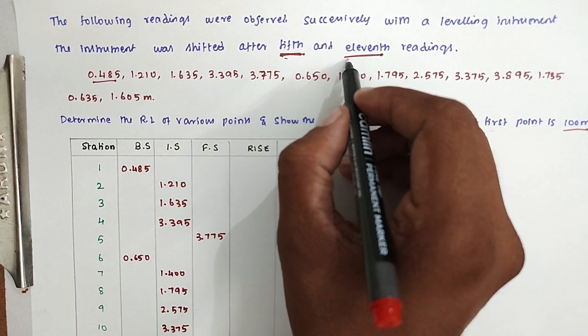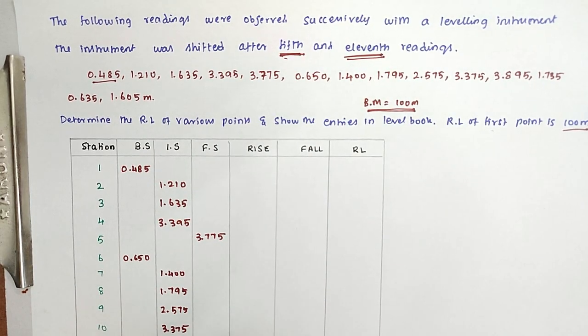After the 11th reading we can shift the instrument, so that's why we put the 11th point as a foresight. So now the 11th point is 3.895. After the 11th point that will be the backsight 1.735. Next thing is 0.635, next thing is 1.605.